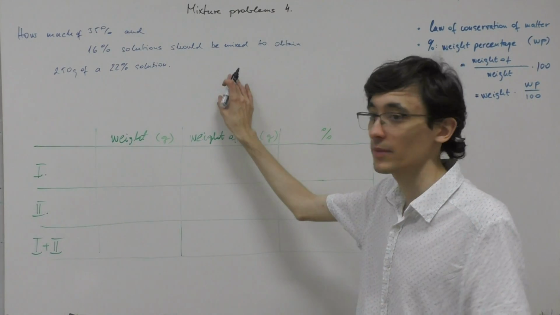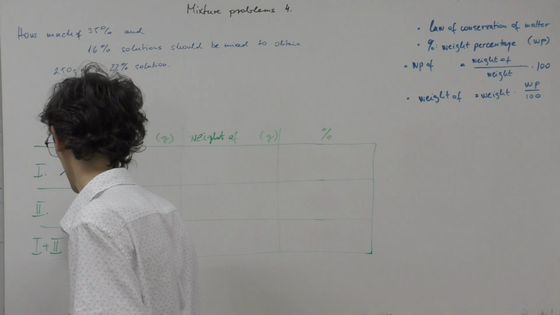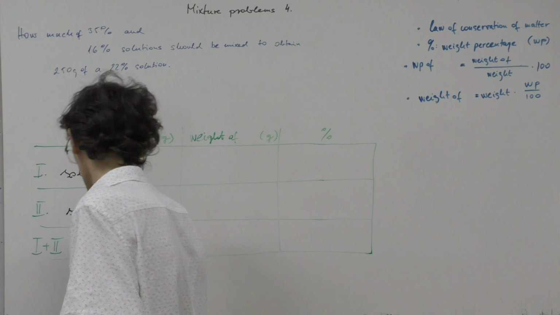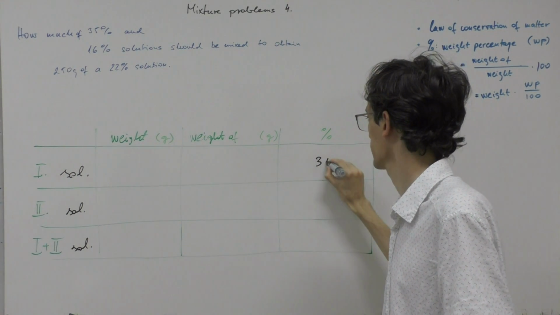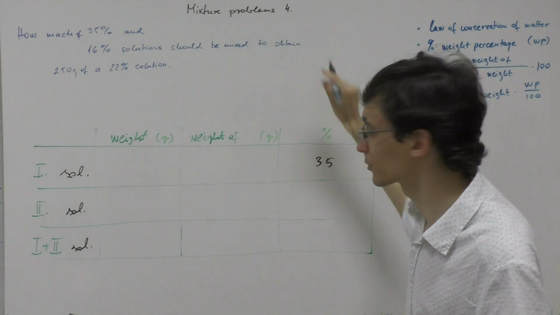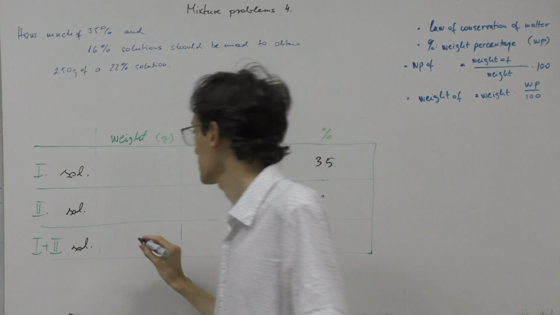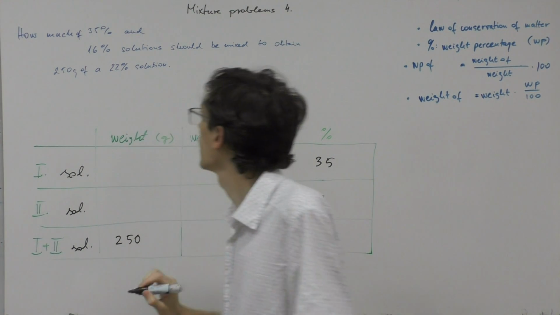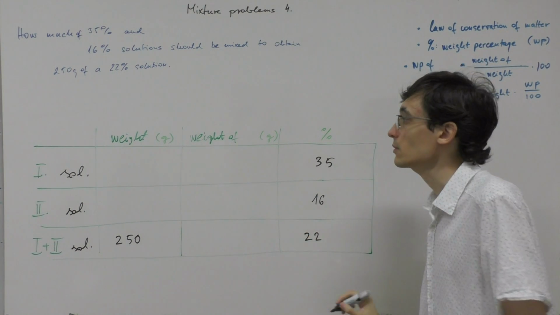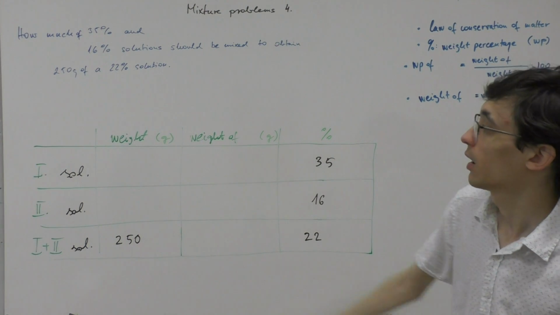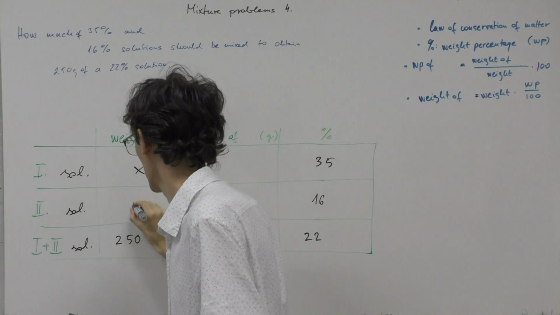So in this next problem we have two solutions and mix them to get a new solution. What we know is that the weight percentage of the first solution is 35, the weight percentage of the second solution is 16, and the weight of the new solution is 250 grams, and its weight percentage is 22. Now the question is the weight of the first and second solutions. Let's denote them by x and y.